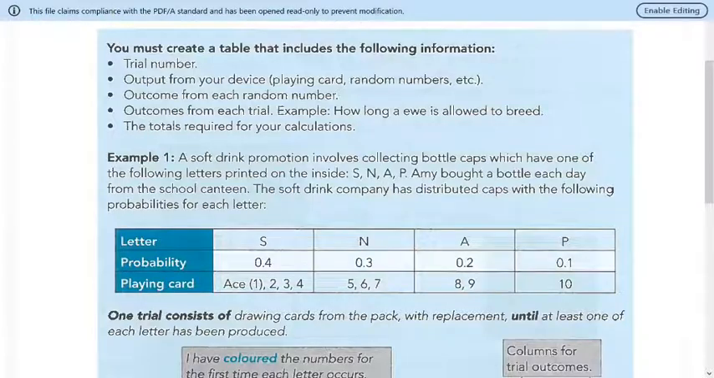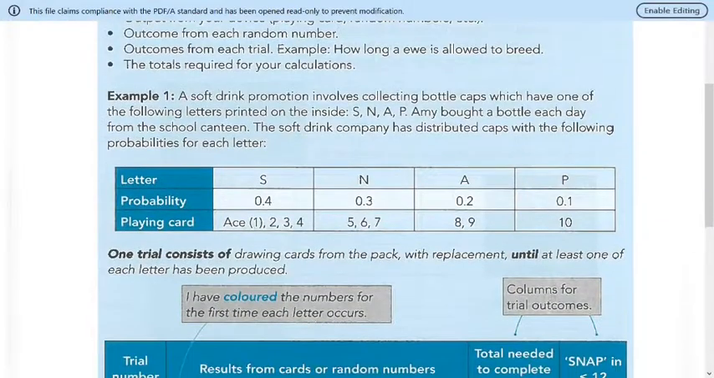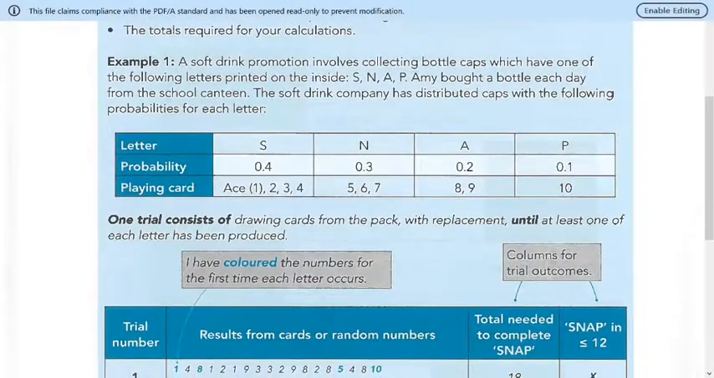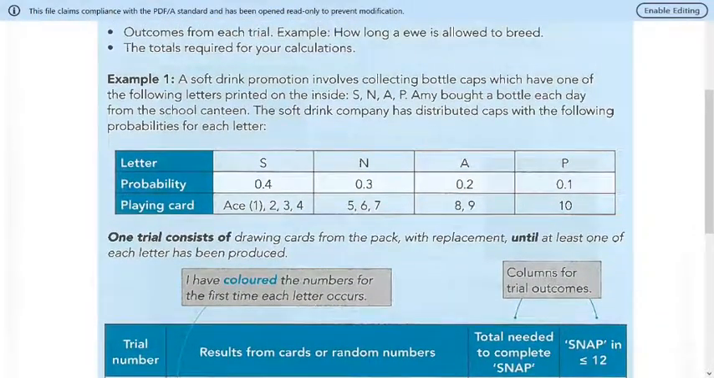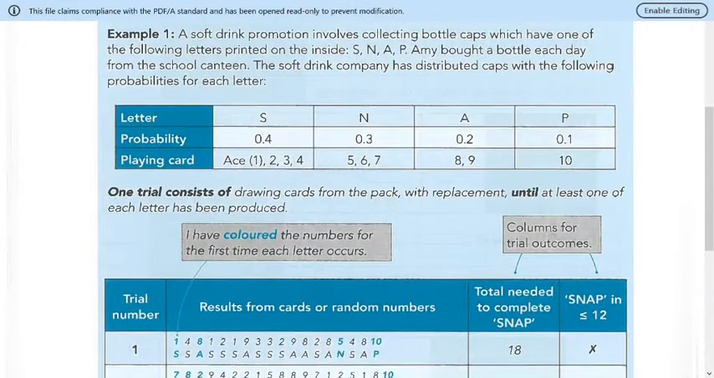Okay? Then the outcomes from each trial. And then finally, the totals required for your calculations. Because if you're going to do a mean, you need to have a total. Okay? All right. So let's look at that one with the soft drink company doing the promotion. There is your first chart that you have to create where you have to put your possibilities, the probabilities, and then the numbers that correspond to each probability, right?